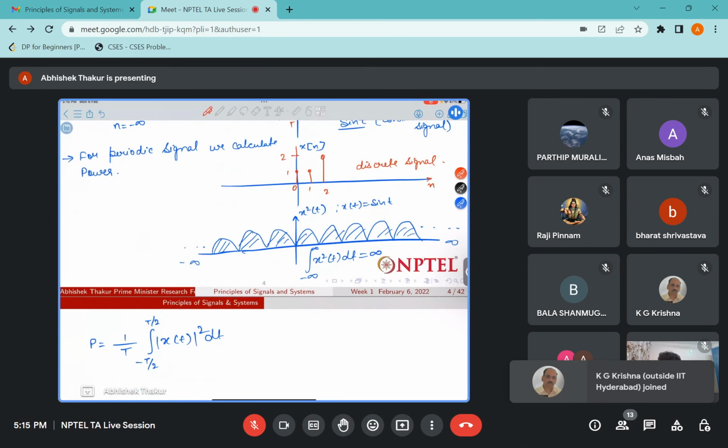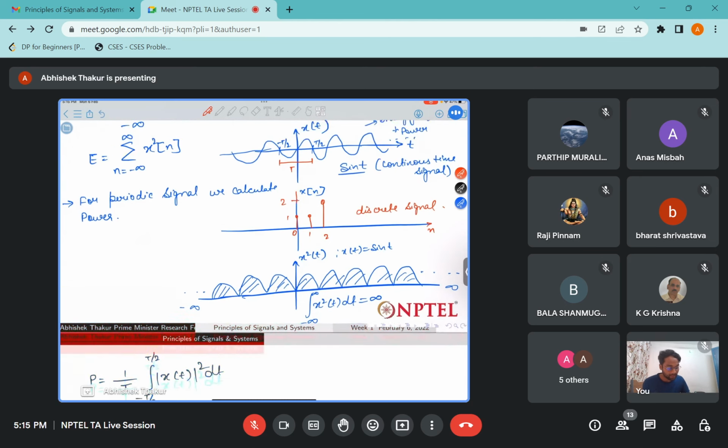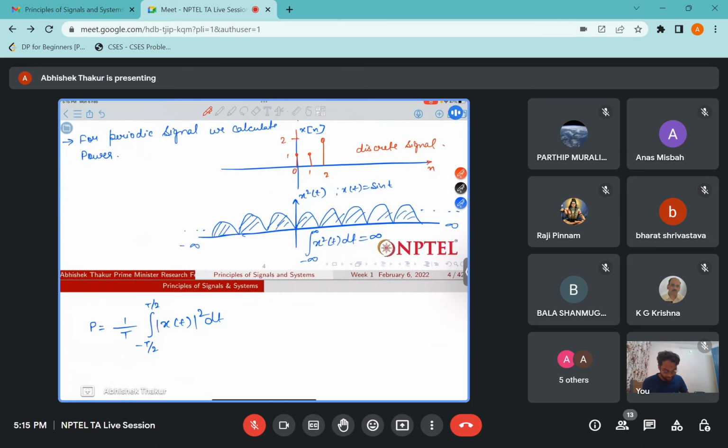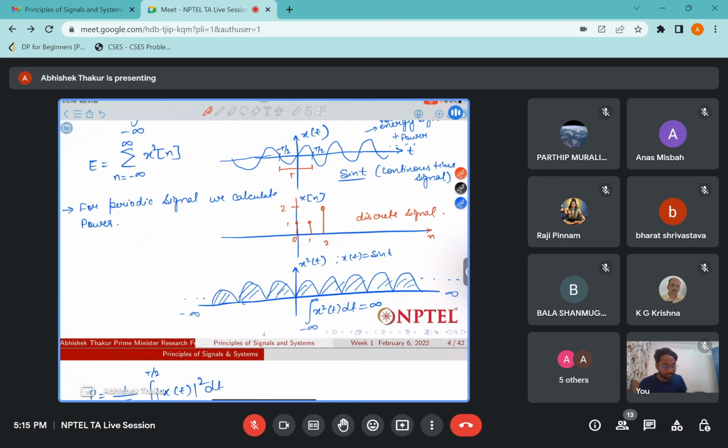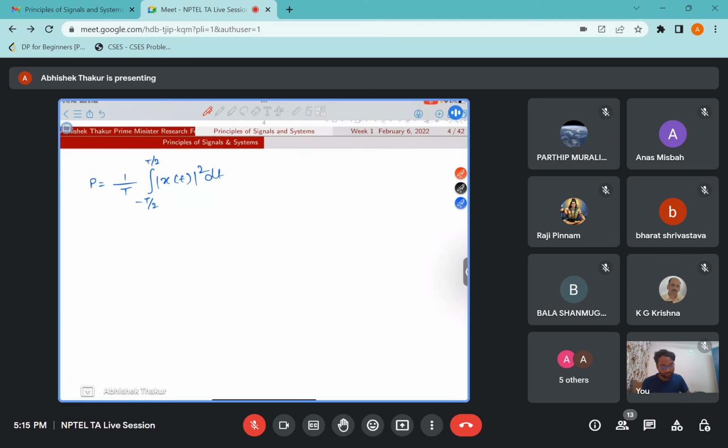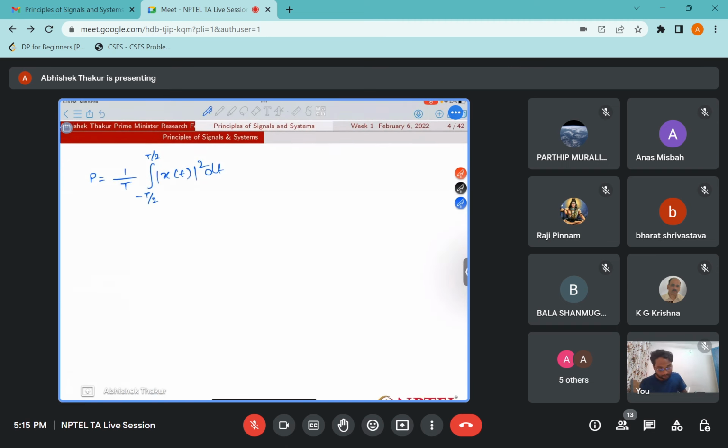So we are integrating the signal, meaning first we take the square of the magnitude of the signal, and that is integrated over one time period. Using this, we get the power of a signal. Okay, so this was for a continuous time signal.